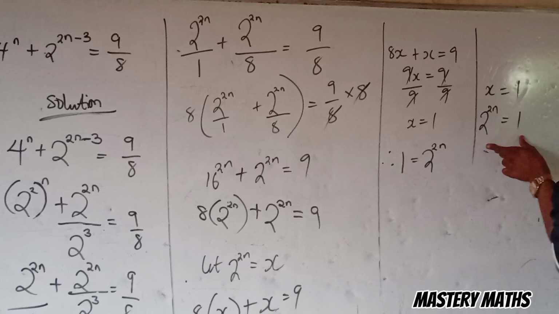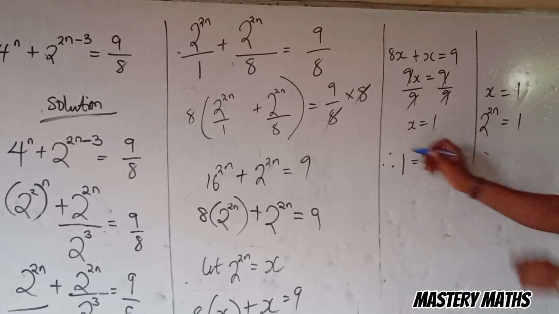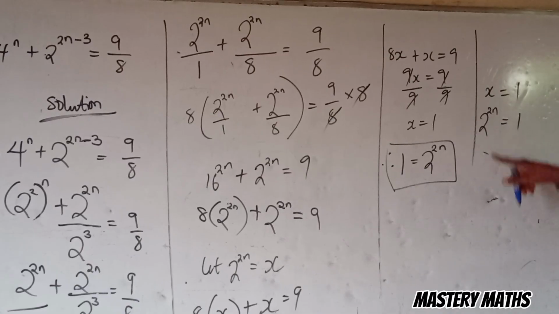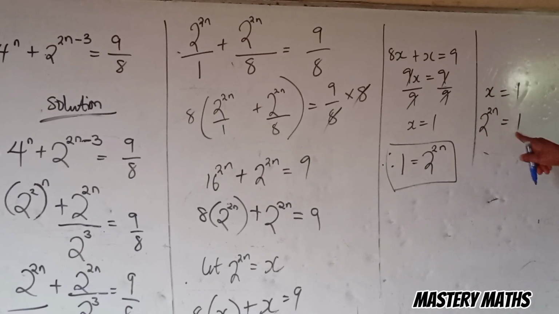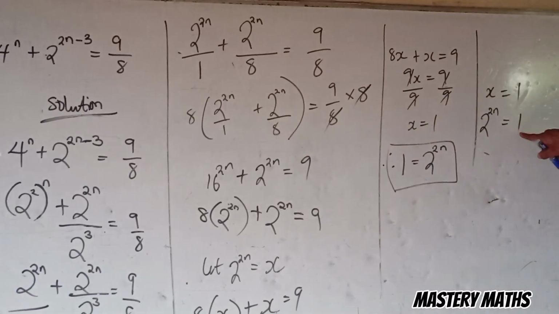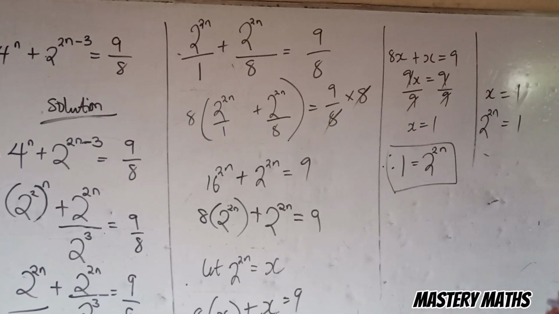So let's use this to complete it. Now, if you watch, the bases are different. We need to equate the base. Since here is 2, we need to make here 2. How do you make it 2?